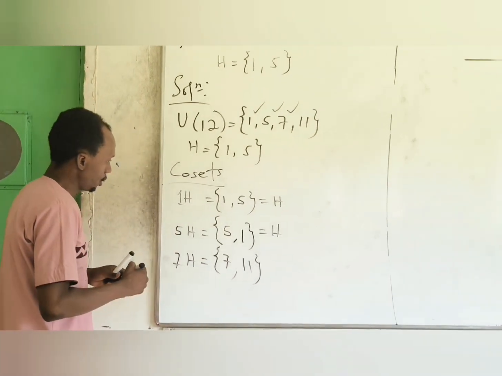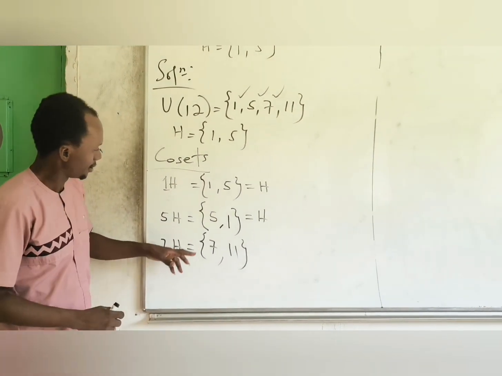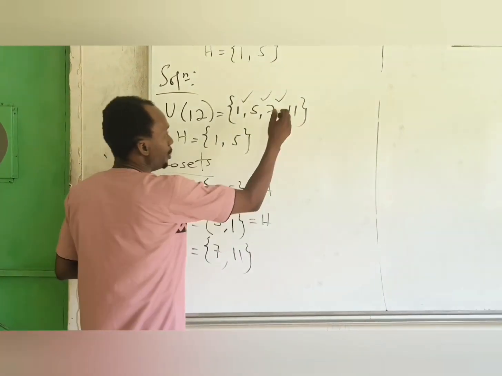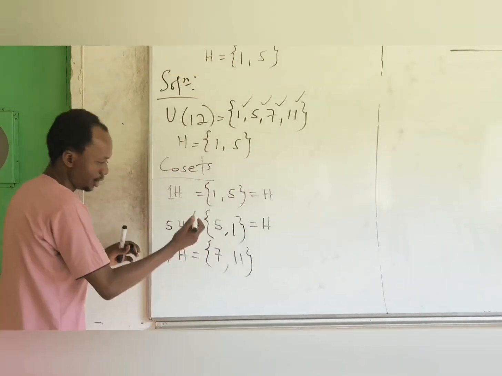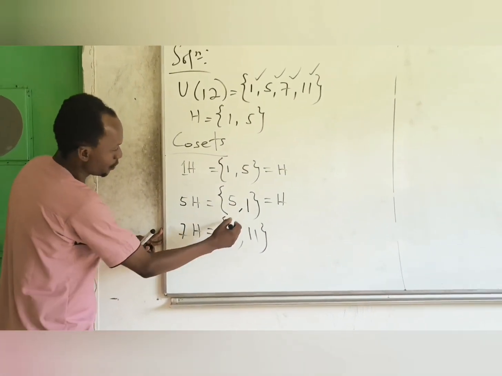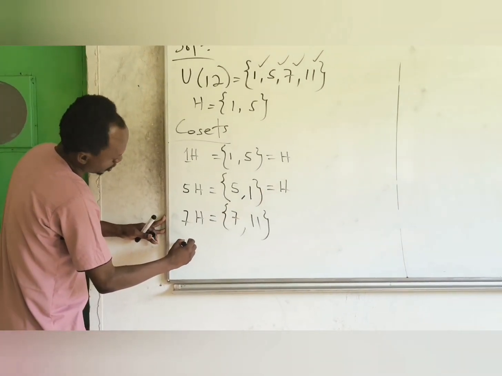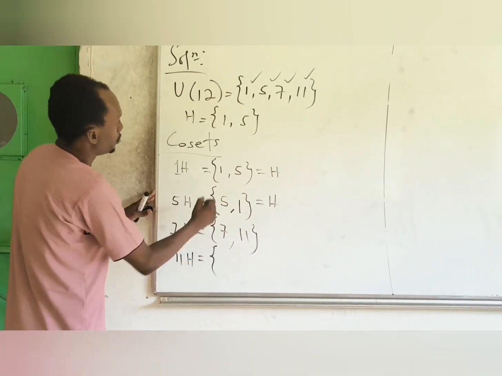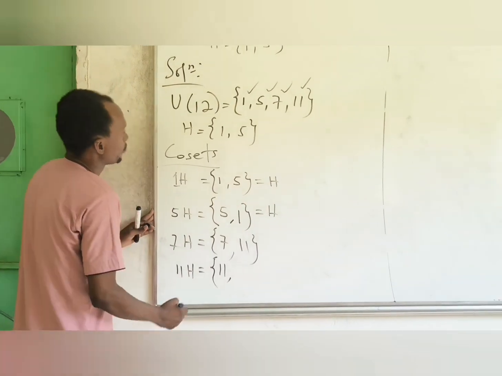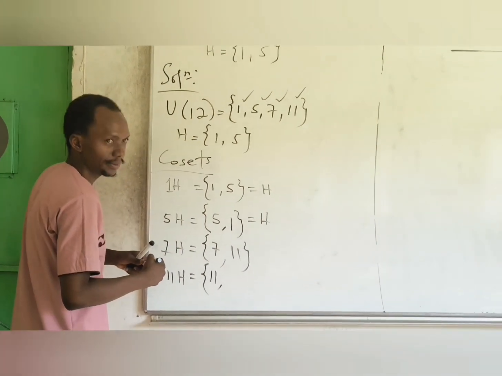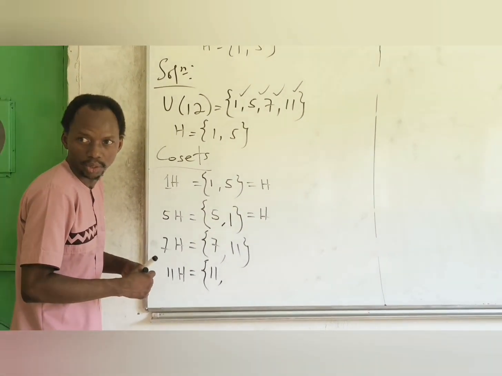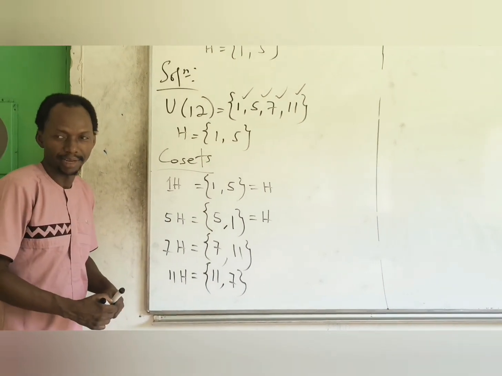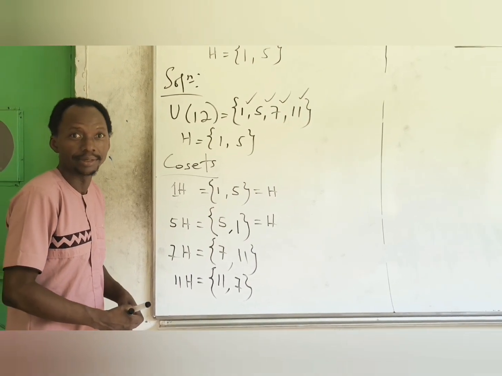So let's watch whether we are finished. How much have you obtained? 1, 5, 7, 11. If you do 11H, you will see that you will repeat it. We have finished obtaining the group, so we could have stopped. 11H: 11 times 1 is 11, 11 times 5 is 55, modulo 12, 7. Have you seen this repeating?